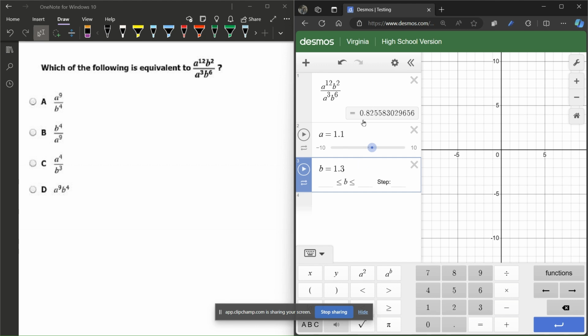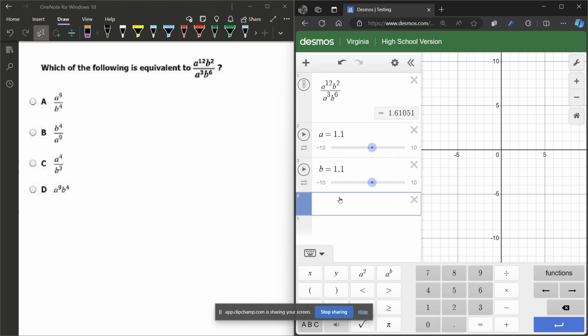I use decimals because it keeps my numbers small. If I use 5 and 3, these numbers get pretty big pretty quick. So I just tend to not use big numbers. So 1.1, 1.1. There you go. See? Small number.